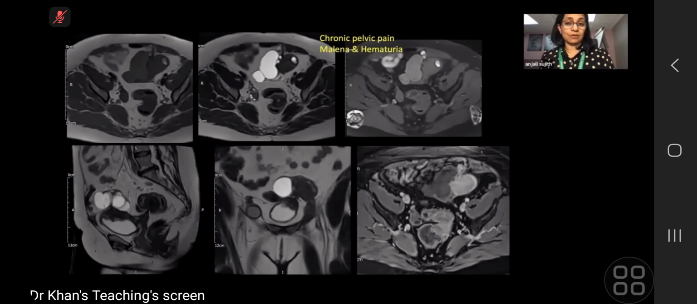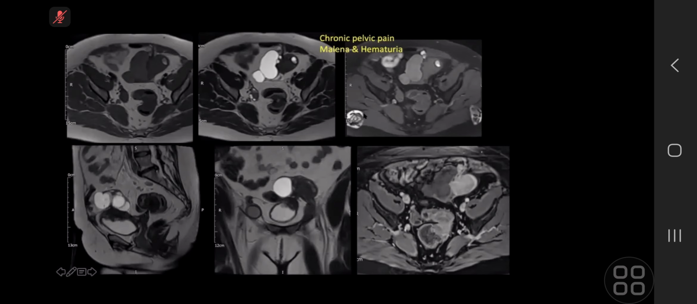So this is a case of chronic pelvic pain, and the patient presented with melena and hematuria. On these selected slices, the first one, I take to be the T1 axial slice, and then T2. I can see there is a cystic structure anteriorly, which is low on T1, bright on T2.